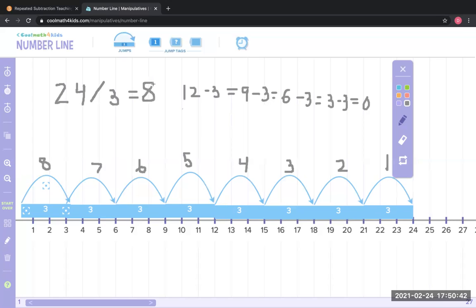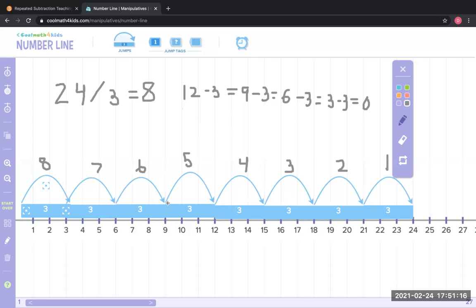So we know that this answer has to be 8, which makes sense because there are 8 jumps, which means 8 times we can subtract 3 going down from 24 to get us to 0. So 24 minus 3 is 21. That would be 1. 21 minus 3 is 18. That would be 2. 18 minus 3 would be 15. That's 3. 15 minus 3 is 12, and that would be 4.